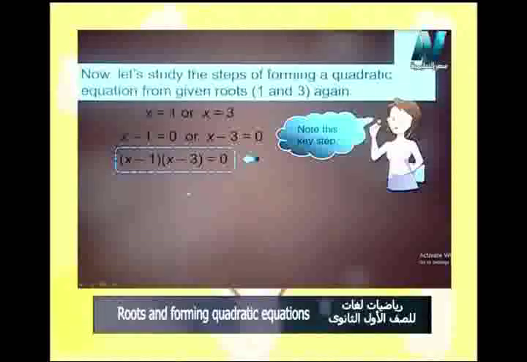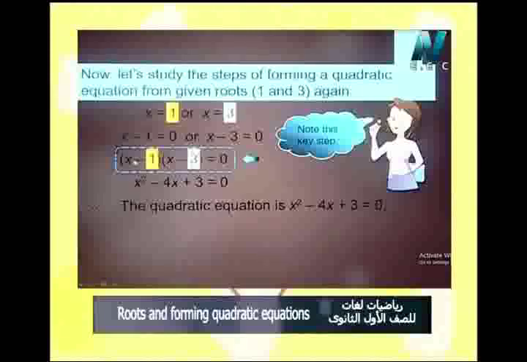And note these key steps. We have here the two roots 1 and 3. Look carefully now. Look at 1 and 3, where will they be? Yes, you put x minus 1 multiplied by x minus 3 and the answer equals 0. So you have now easily formed the quadratic equation.